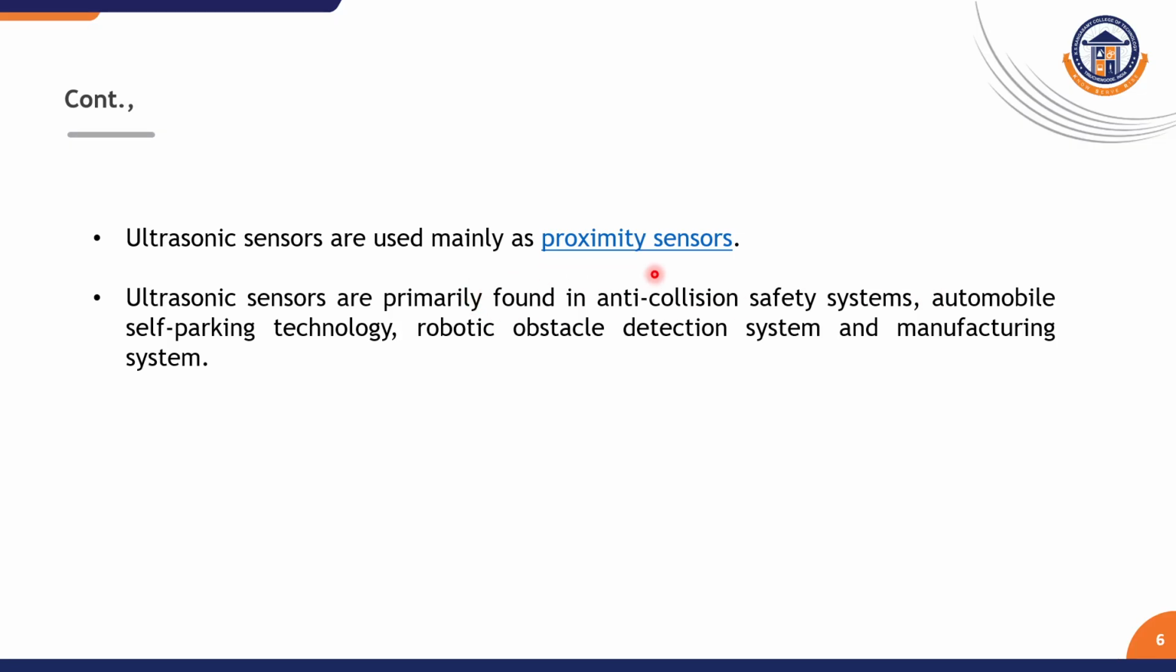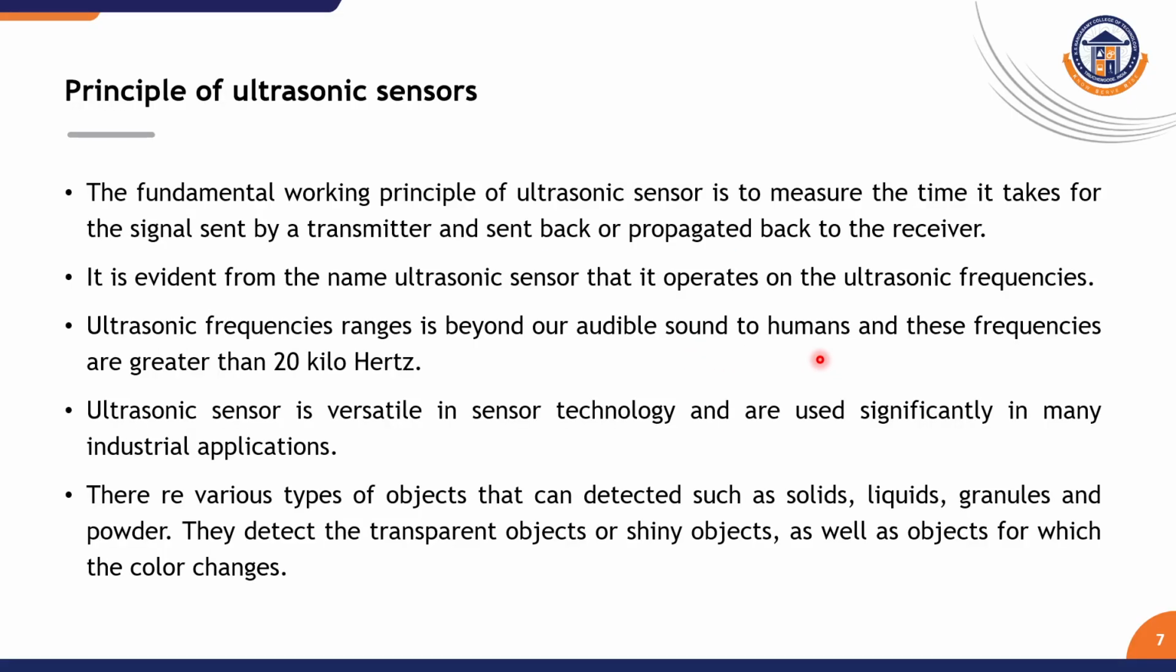Ultrasonic sensors are mainly used as proximity sensors, which are primarily found in anti-collision safety systems, automobile self-parking technology, robotic obstacle detection systems, and so on. The fundamental working principle of an ultrasonic sensor is to measure the time it takes for the signal sent by a transmitter to be propagated back to the receiver. It is evident from the name that an ultrasonic sensor operates on ultrasonic frequencies. Generally the frequencies range beyond the audible sound to humans, and these frequencies are greater than 20 kilohertz.